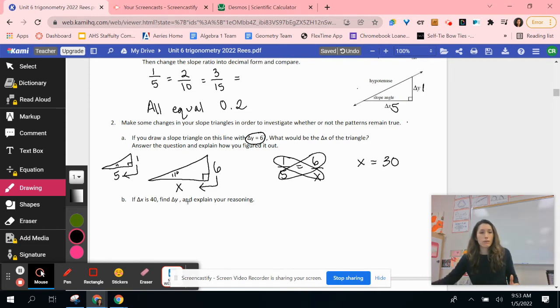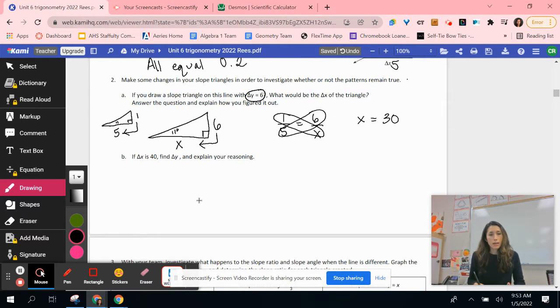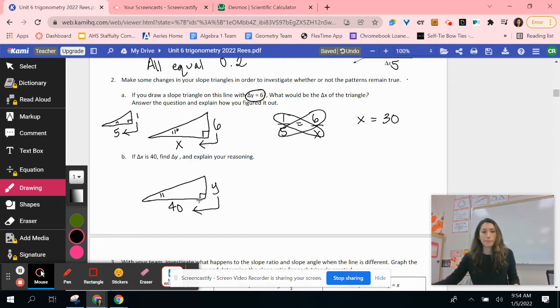Okay, and for this last one here, let's draw a slope triangle. This time we've got our 90 degrees here, we've got our 11, and this time our change in x is 40, and you're solving for y. So you can still use this slope triangle, 1 over 5 equals, and then you set up your ratio, y over 40. Do a cross product, solve for y.